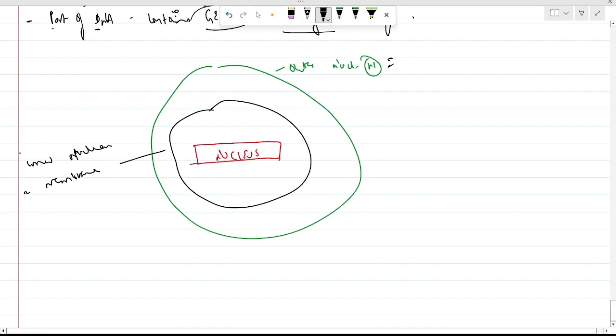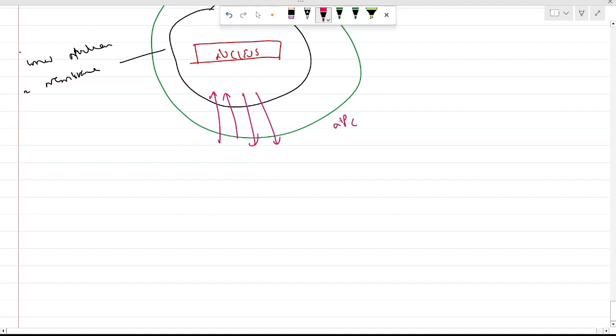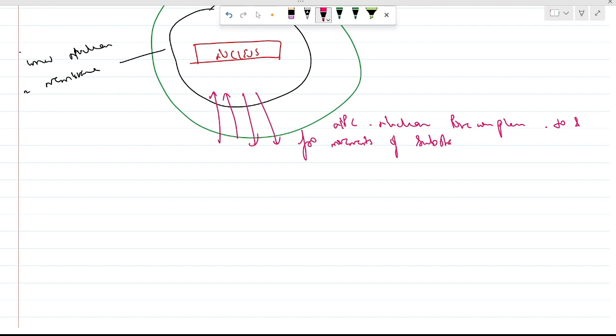Along this membrane, we are going to see that transportation of substances occurs both inside and outside. This transportation occurs through NPC, that is nuclear pore complex, for to and fro movements of substances. So this NPC, nuclear pore complex, is for to and fro movements of substances.